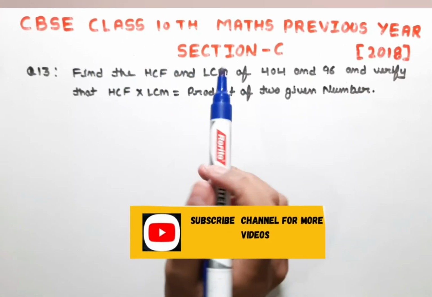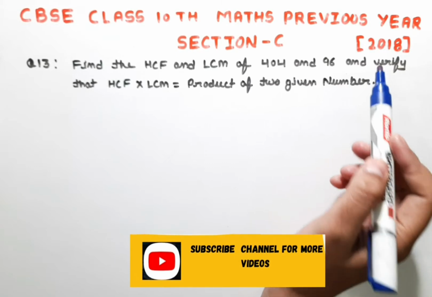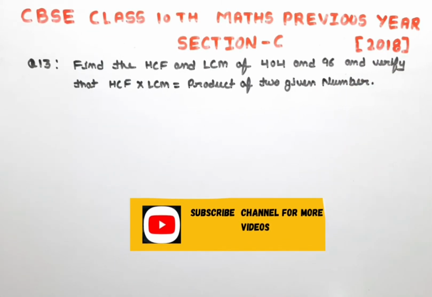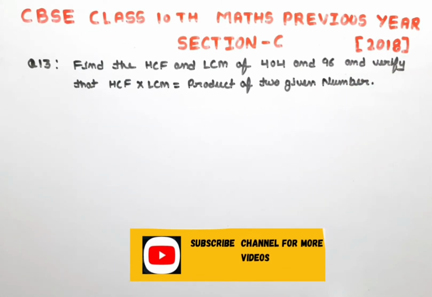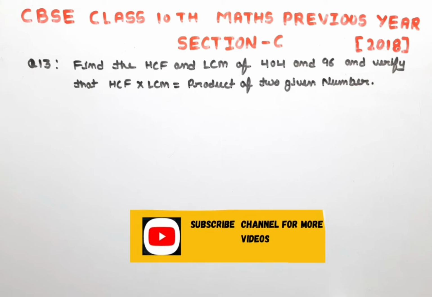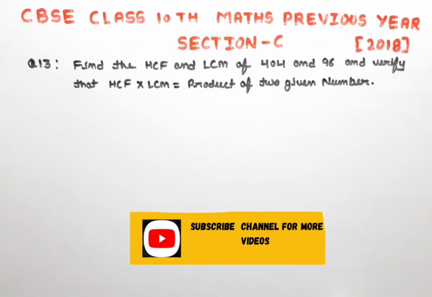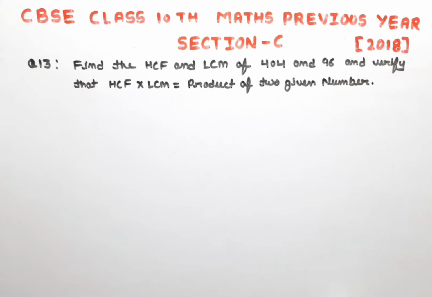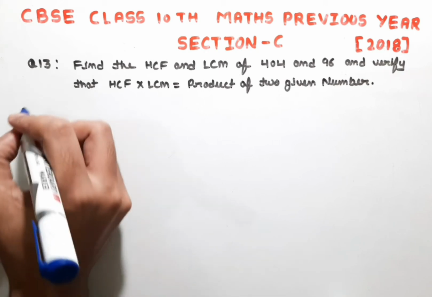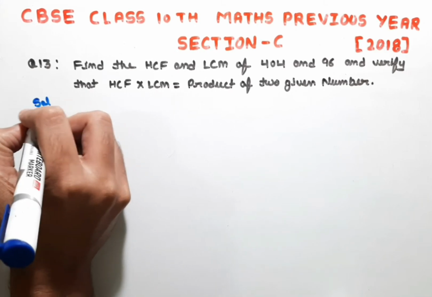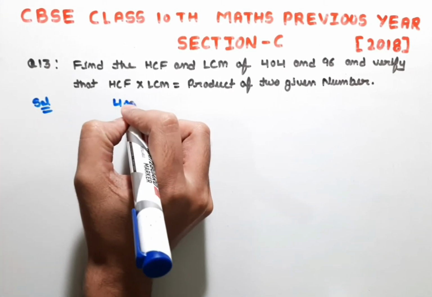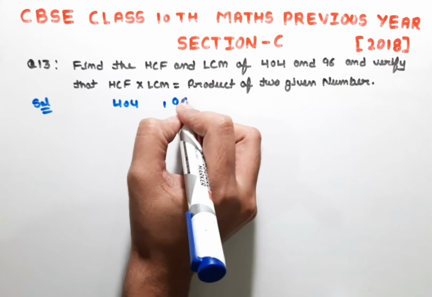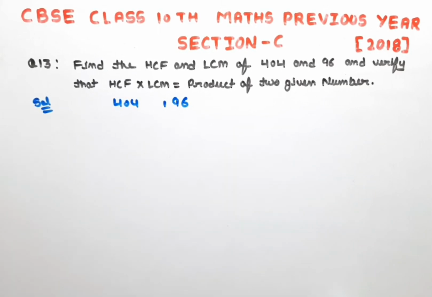CBSE Class 10th Maths Previous Year 2018 Section C Question number 13. Find the HCF and LCM of 404 and 96 and verify that HCF into LCM equals the product of the two given numbers. In this problem we have two numbers, 404 and 96. Firstly we have to find the HCF and LCM of these two numbers.